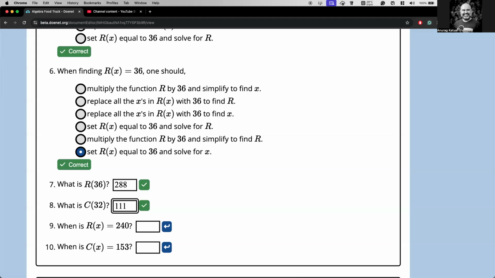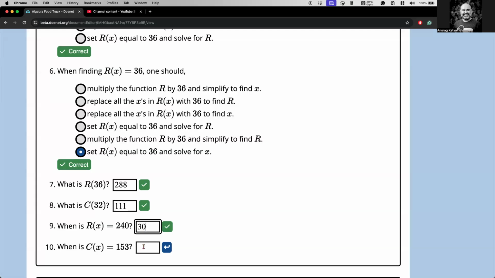9 is 30. What does that mean? Oh, the answer to question 9, you're saying? Okay, so if R of X is equal to 240, what am I looking for? For how much money? So if I make $240 in revenue, how many burgers am I selling? So you're saying it's 30? That seems right. Does everyone know how we're coming up with these numbers?